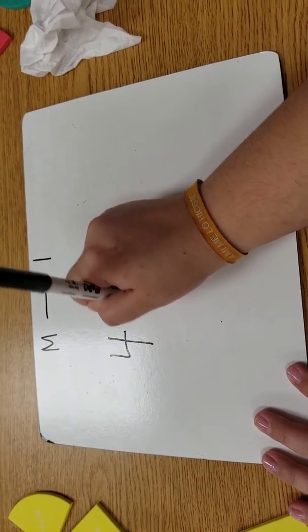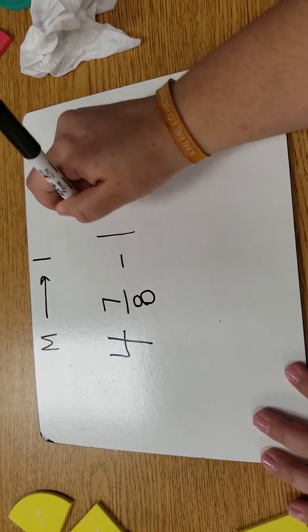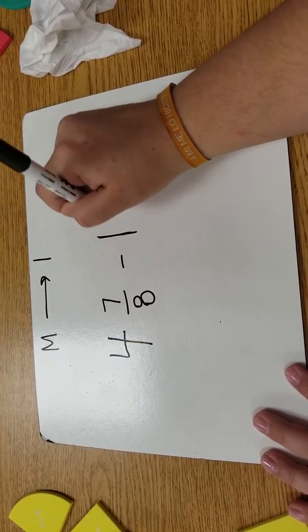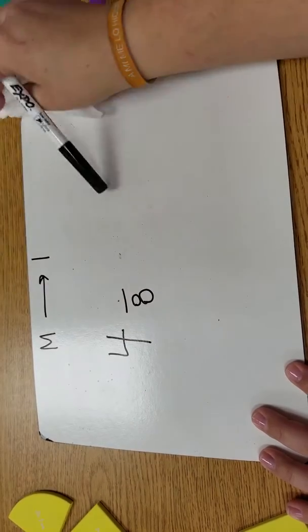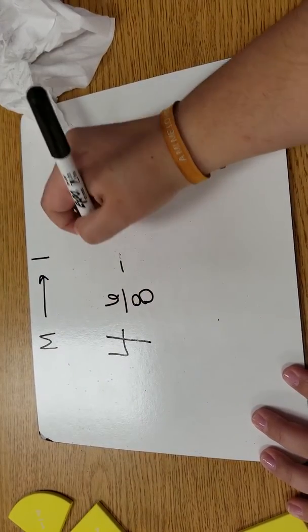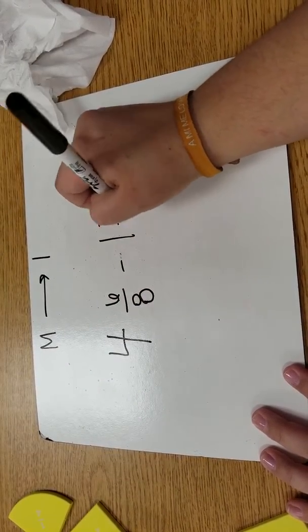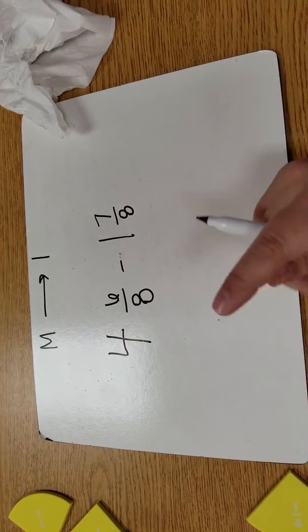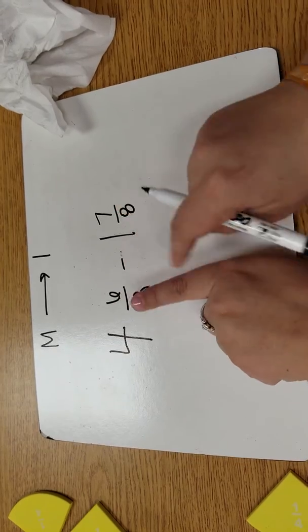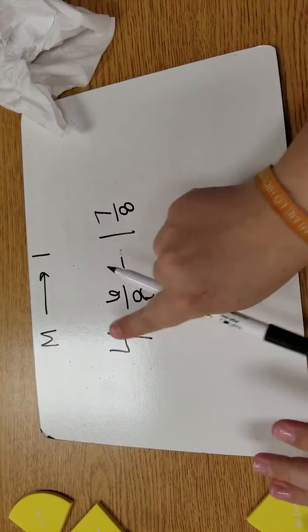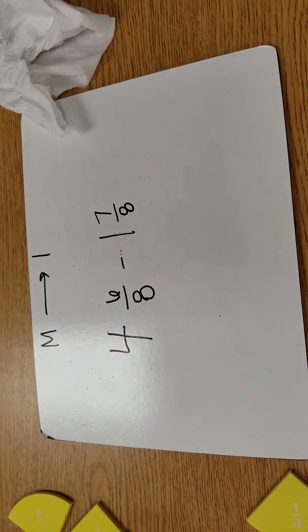4 7/8 minus 1. Let me change that. 4 6/8 minus 1 7/8. So again, we could subtract our whole numbers, but then when we get to our fractions, we can't take away 7 from 6. So I'm going to change each of these into an improper fraction.